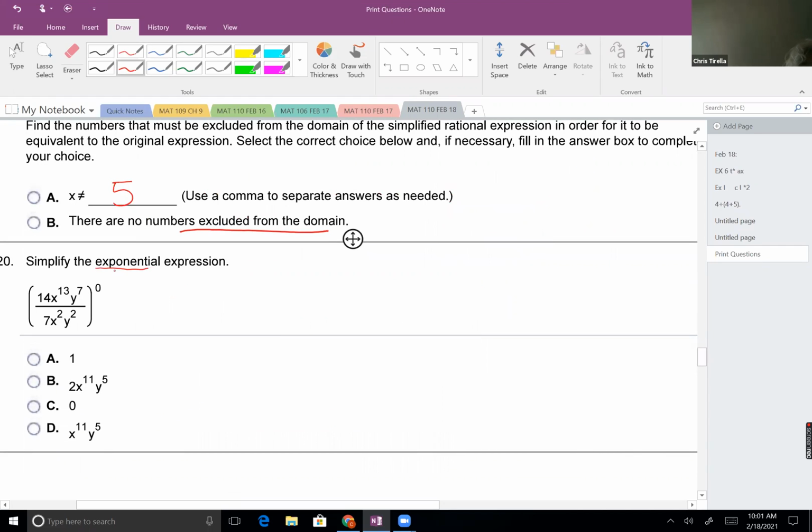Exponential notation. If you wanted to, you could simplify what's inside the parentheses. 14 divided by 7 is 2. x to the 13th divided by x to the 2nd is x to the 11th. y to the 7th divided by y to the 2nd is y to the 5th. Now we're raising it all to the 0 power. And does everybody remember, if I raise anything to the 0 power, it's equal to 1. So if you recognized that that was a 0 power, you didn't even need that middle step. You could just go straight to the fact that it's 1.